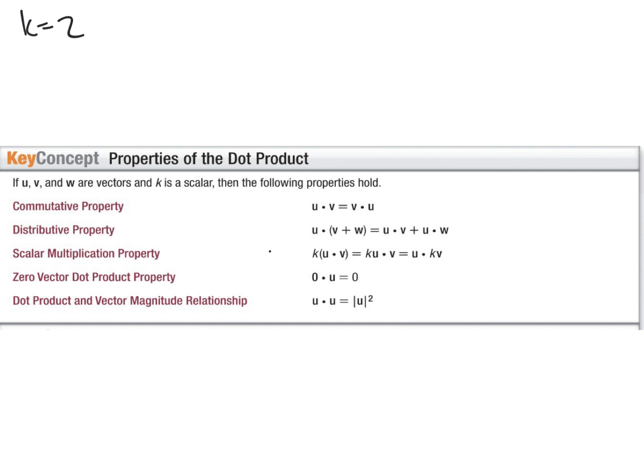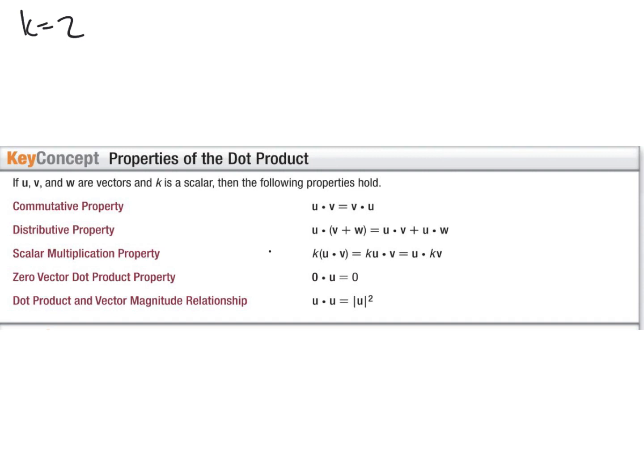They're commutative, which means you could do u dot v or v dot u. Any which way the vectors are, it doesn't matter. They're distributive, where you could do v plus w and then take the dot product of that with u. That's the same thing as saying u dot v plus u dot w. So that's distribution, it follows that path.